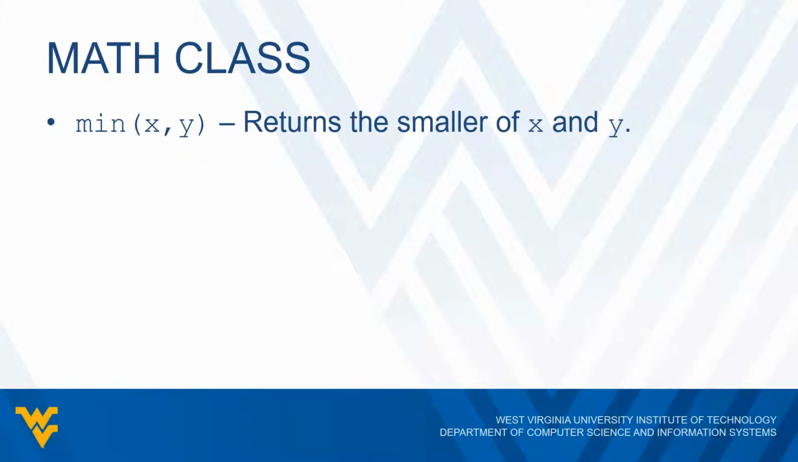The min method will return the smaller of x or y. And this is another one of those methods where the return type is based on whatever our input types are. So if we input an integer, we get an integer. To give you an example, if we get the minimum of 15 and 25, this is going to return 15 since it's the smaller of the two.